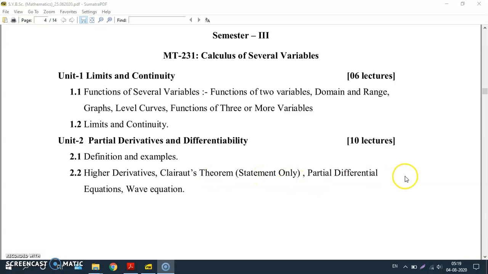Then partial differential equations, that is, the differential equation which contains partial derivatives. Then we will talk about the wave equation. It is also a partial differential equation. It has some standard form which is given the name wave equation.